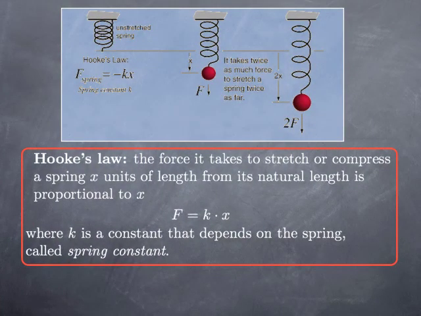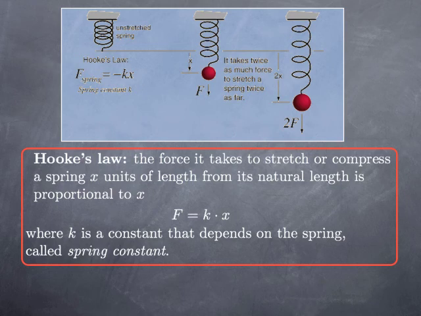Another classical situation where the force is not a constant force but depends on x is when we're looking at forces needed to stretch or compress a spring. And that's Hooke's law. The force it takes to stretch or compress a spring x units of length from its natural length is proportional to this number of units of length.